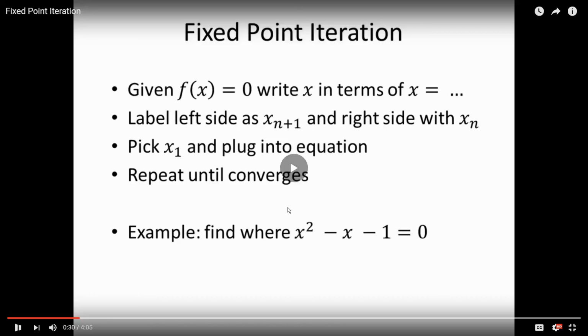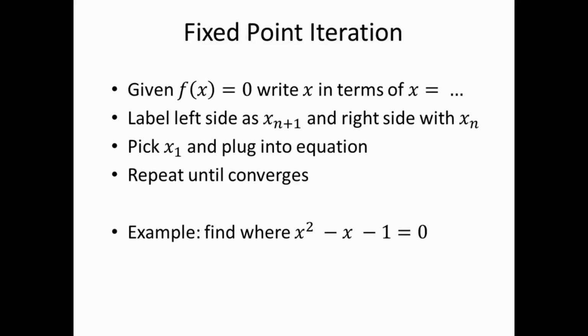Given an example where we want to find where x squared minus x minus 1 is equal to 0, here's how we'll do it. Using fixed point iteration, we'll set x in terms of something. There are a few ways to do that. One way is to say that x squared is equal to x plus 1, and therefore x is equal to 1 plus 1 over x. So x sub n plus 1 is equal to 1 plus 1 over x sub n.